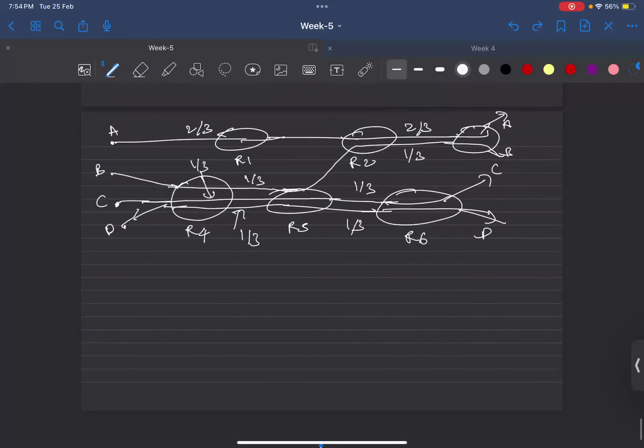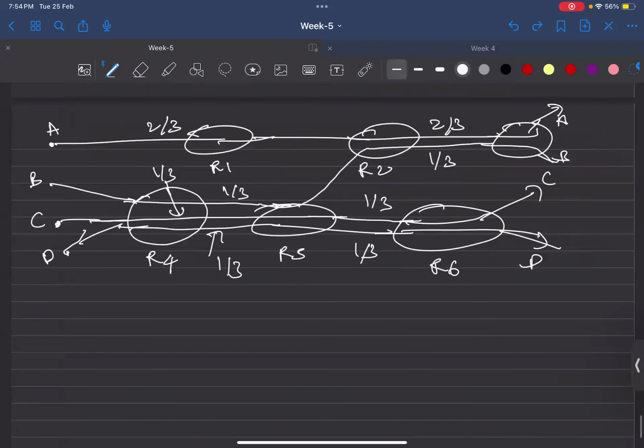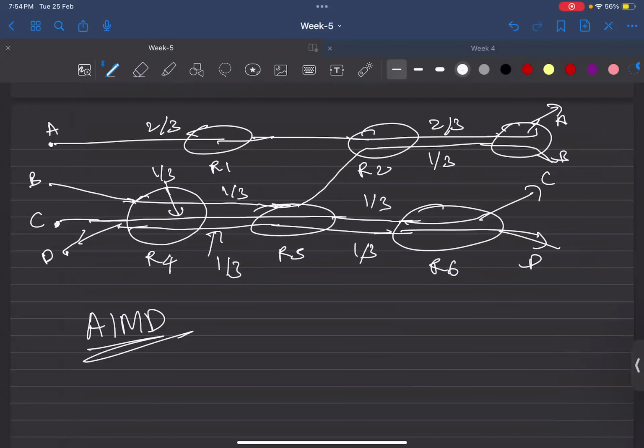Now coming to AIMD, though I don't think we can discuss it today. It will take time. Okay, just a summarized version. Can someone tell me what is AI? We'll discuss the numericals as well as this in another class. It means we have to increase the flow in terms of addition and decrease whenever we have congestion in terms of multiplication. So basically, if I have to increase, I have to increase in terms of addition, and if I have to decrease, I have to decrease in terms of multiplication.